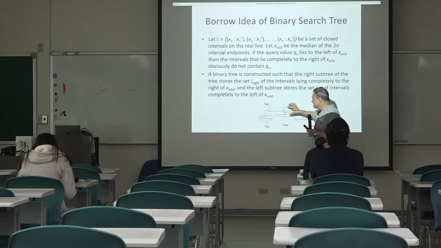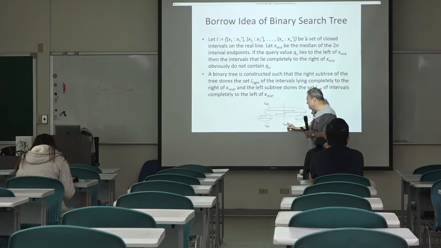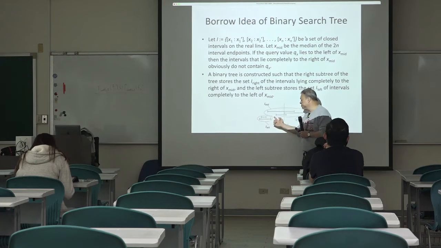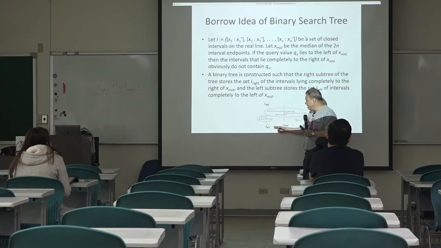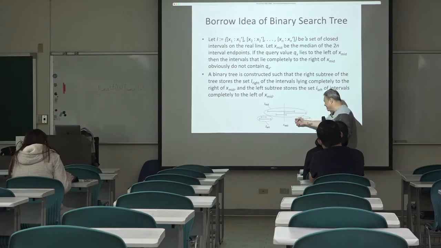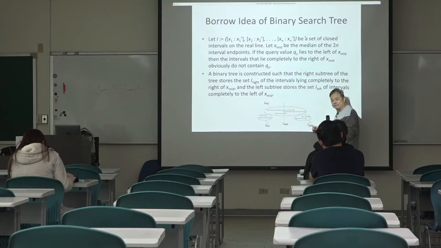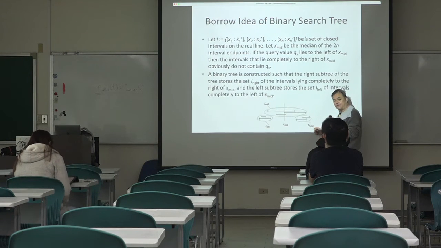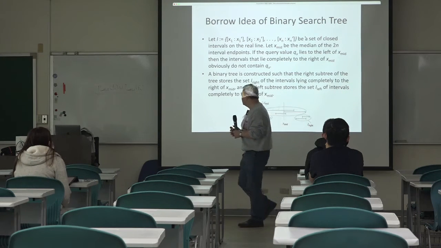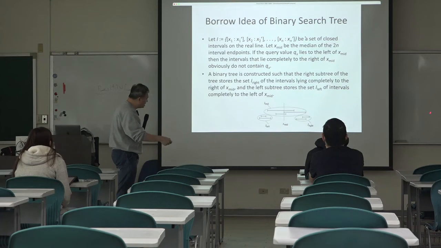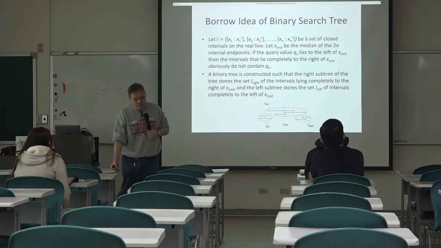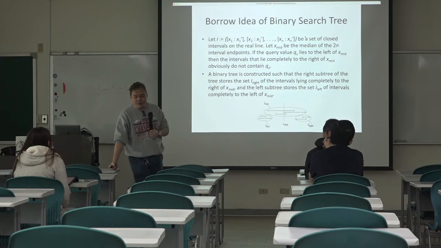The segments that fall completely to the left of x mid, like this, we call I left. The segments that fall completely to the right of x mid, we call I right. This concept can be used to construct a data structure similar to the binary search tree.